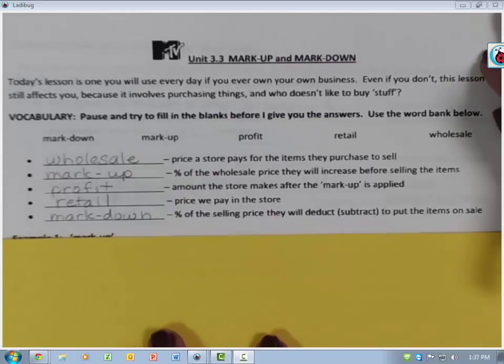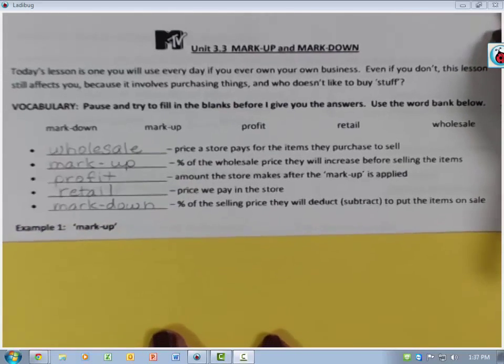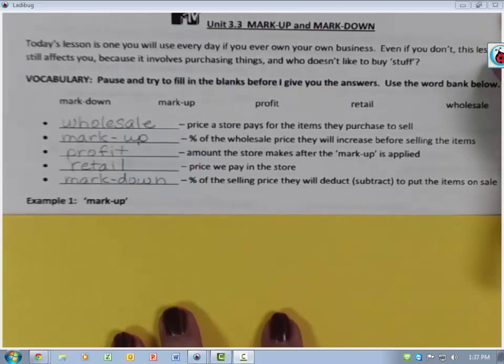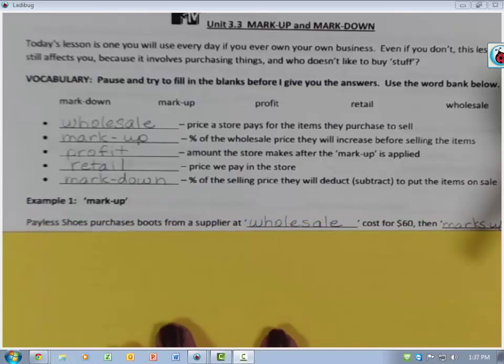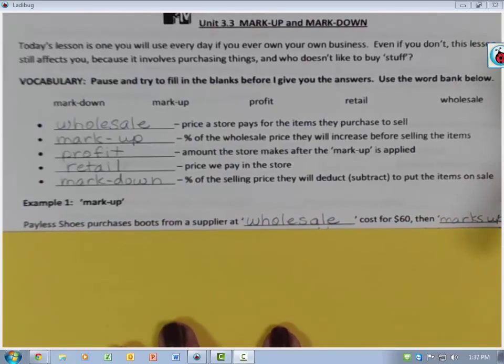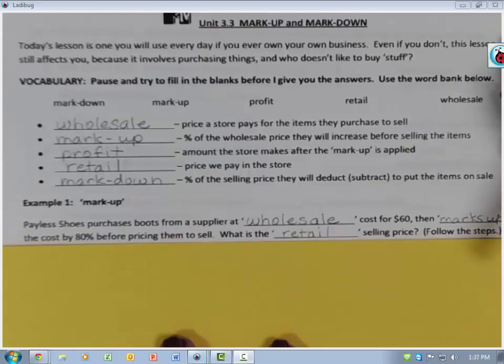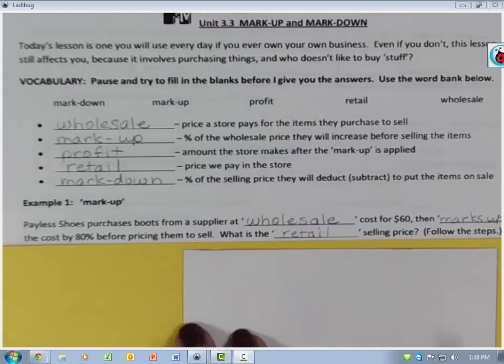Okay, the first example is markup. So we're going to do a couple of examples here. Payless Shoes purchases boots from a supplier at wholesale cost for $60. And then they mark up the cost by 80% before selling them, before pricing them to sell. What is the retail selling price?